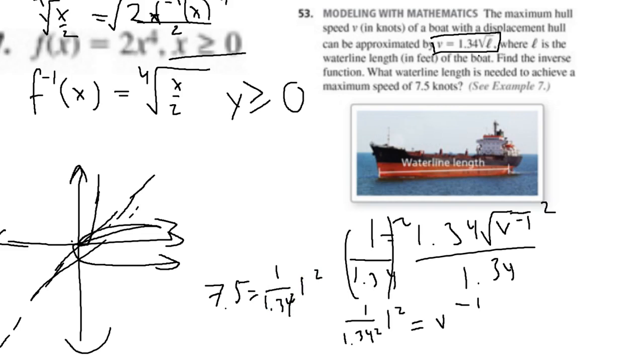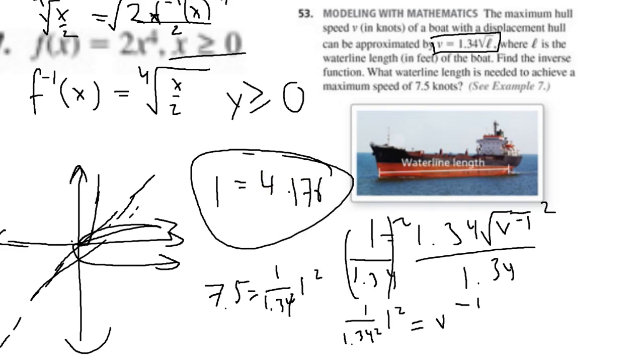1.34 squared, 7.5 divided by 1.34 is 5.59, divided by 1.34 again is 4.176. So that's the speed that you need, 4.176. The waterline length L is 4.176. That's the length that you need.